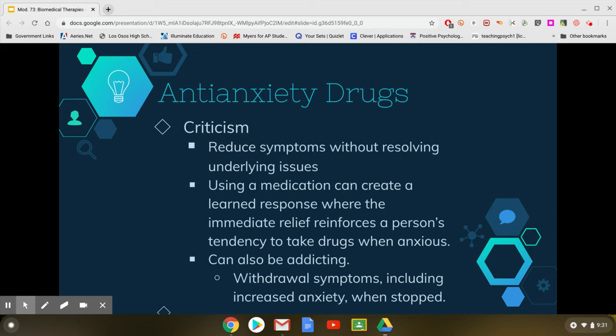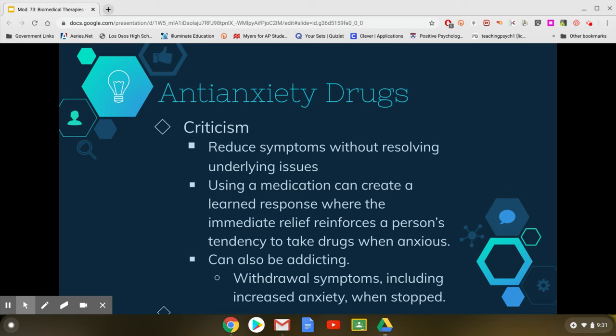And two, by using a medication, that can create a learned response where the immediate relief reinforces a person's tendency to take drugs when anxious. So it acts as a negative reinforcer. It takes away that negative thing. So the next time the person starts feeling anxious, rather than using a technique like mindfulness or breathing techniques to help calm themselves down, or a cognitive behavioral technique, they might learn, well, I can just take this medication and then I won't feel this way anymore. So it makes them more likely to become addicted to that medication.